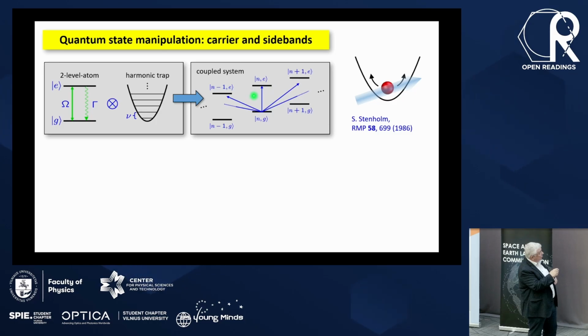And now I can tune the lasers to various conditions. Like in a vibrating molecule, I have a carrier transition that doesn't change the number n. Then I have a sideband transition to n-1. And that would just eat up one phonon.